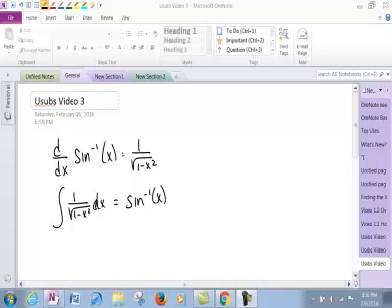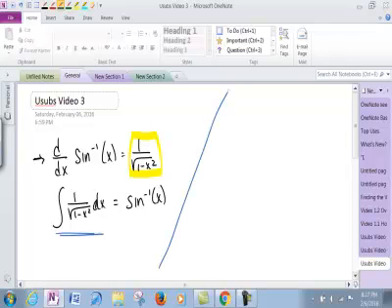You remember from first semester that when you took the derivative of the inverse sine, you got 1 over the square root of 1 minus x squared. So what we know about antiderivatives, it would make perfect sense that if you took the antiderivative of 1 over the square root of 1 minus x squared dx, you would end up with sine inverse of x.